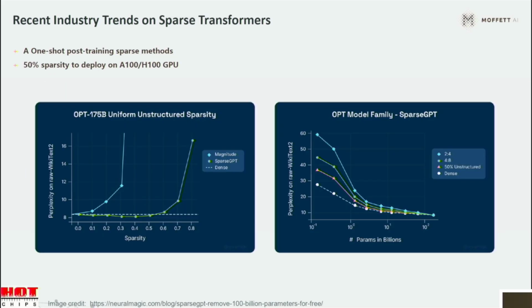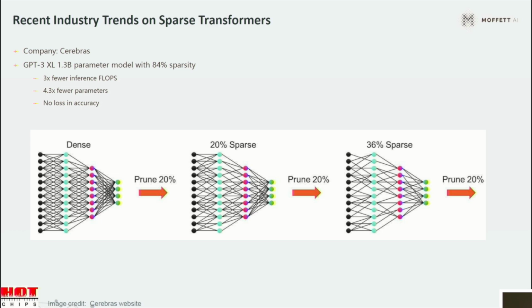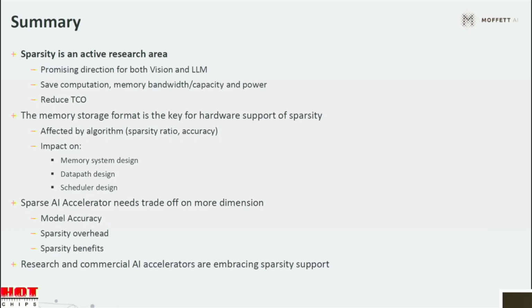And also, there are two recent developments on sparse transformers. One example is from Neural Magic, the company doing software sparsity acceleration. They have very good results, a 2x sparsity speedup on GPU for the OPT 175 billion model. You can check their website for some of the details. And Cerebras also proposed a sparse GPT transformer to run on their Cerebras architecture.